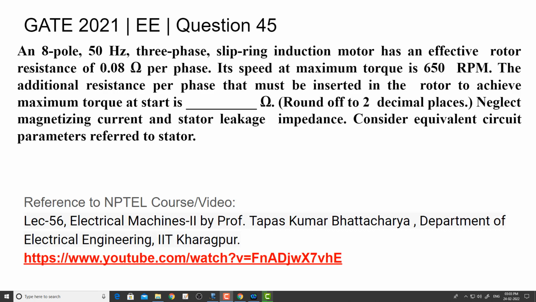The question is: an 8-pole, 50 Hz, 3-phase slip-ring induction motor has an effective rotor resistance of 0.08 ohm per phase. Its speed at maximum torque is 650 rpm. The additional resistance per phase that must be inserted in the rotor to achieve maximum torque at start is in ohms. Neglect the magnetizing current and the stator leakage impedance. Consider equivalent circuit parameters referred to the stator.